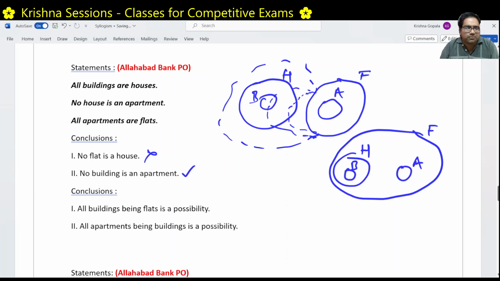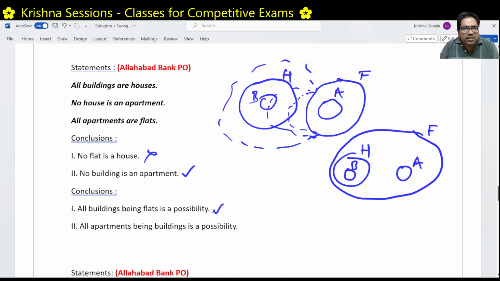Again, the question is about possibility. If it is a possibility, even if there is one case of drawing this kind of diagram, then it is sufficient. All buildings being flats is a possibility. We have drawn this diagram. This diagram is not violating these conditions. In this diagram, buildings being flats is happening. So this possibility, we can say it is true.